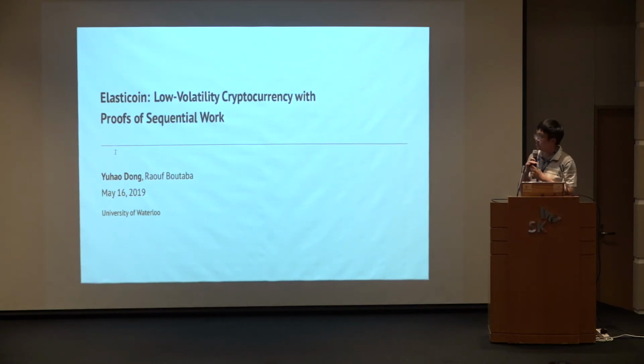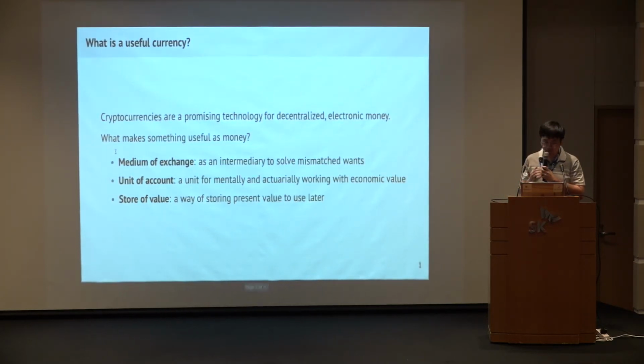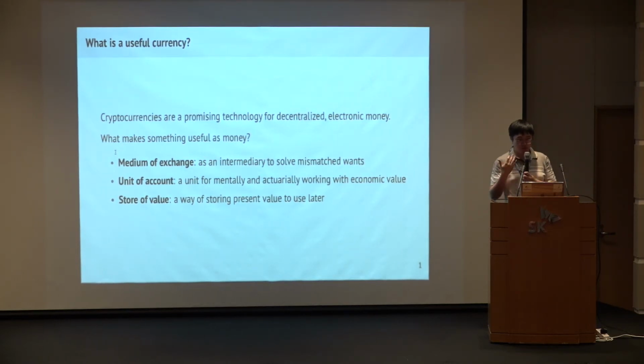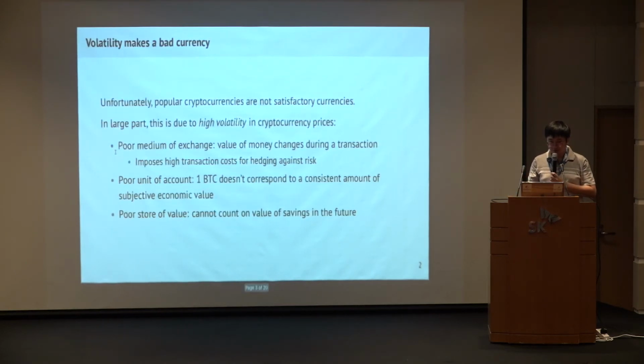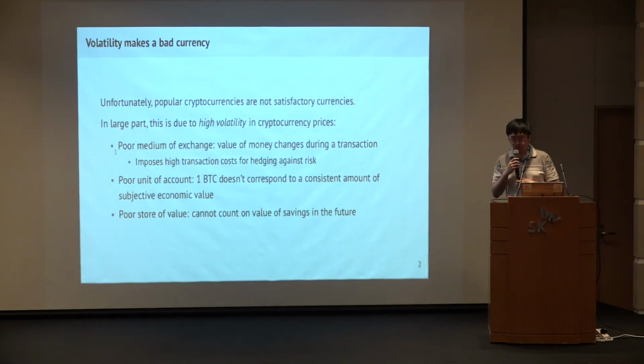Hi. So the topic of my presentation today is Elasticoin, a low-volatility cryptocurrency with proofs of sequential work. So what makes a currency a useful currency? Generally, we want it to be a medium of exchange, a unit of account, and a store of value. And we want cryptocurrencies, of course, to be a useful currency. Unfortunately, that's not really the case right now.